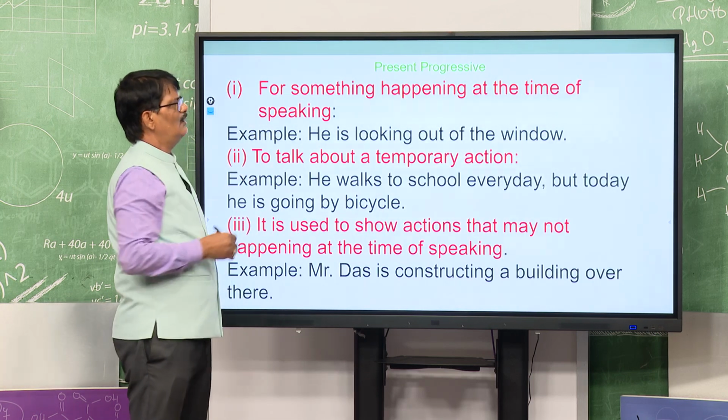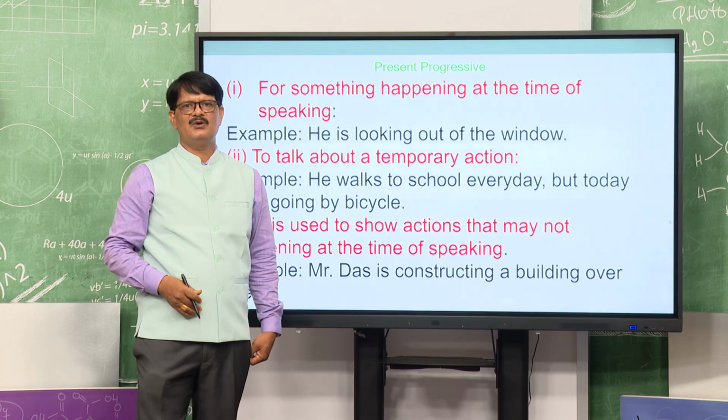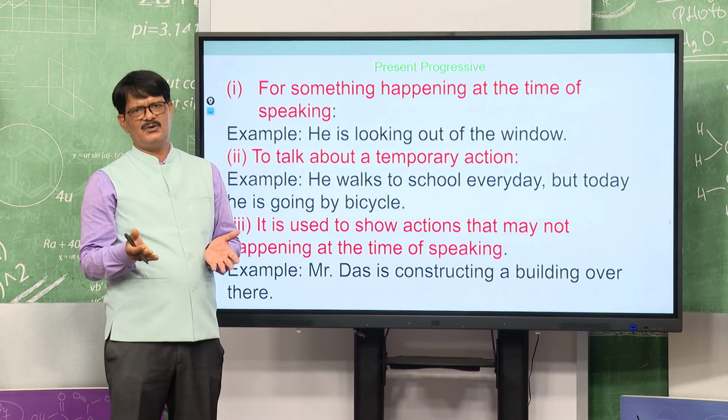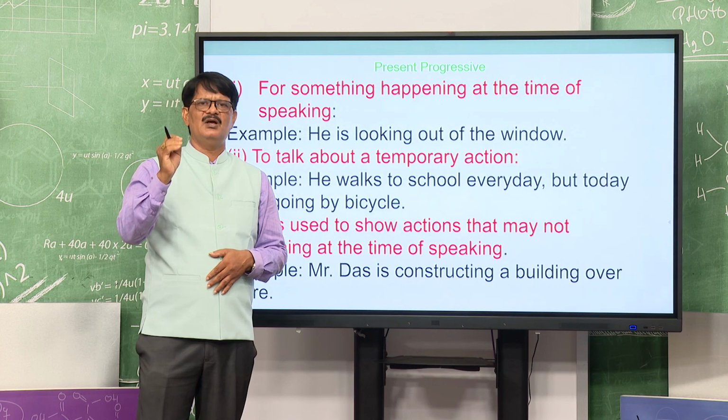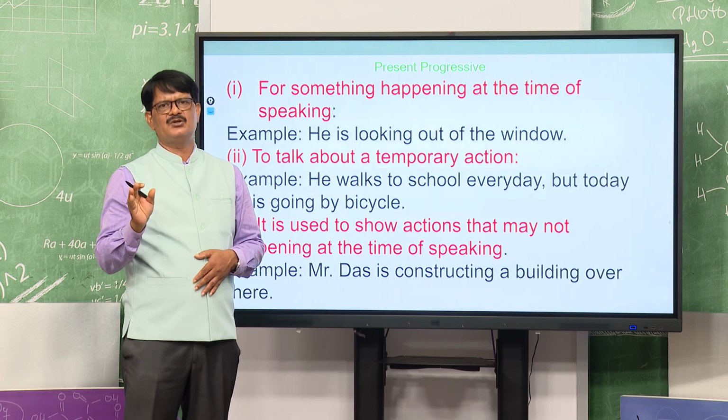Then we go to the present progressive. What is the structure of the present progressive? As you know, subject plus is, am, are plus V-ing. The structure will be there.